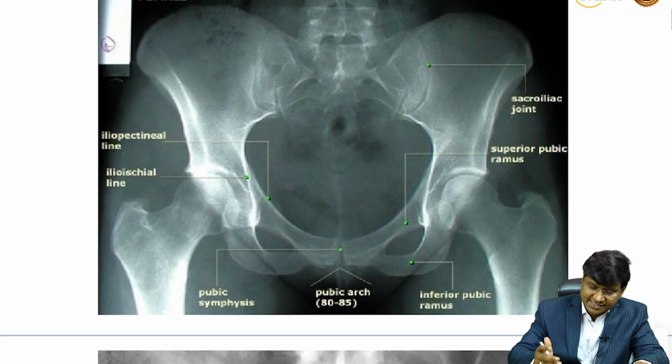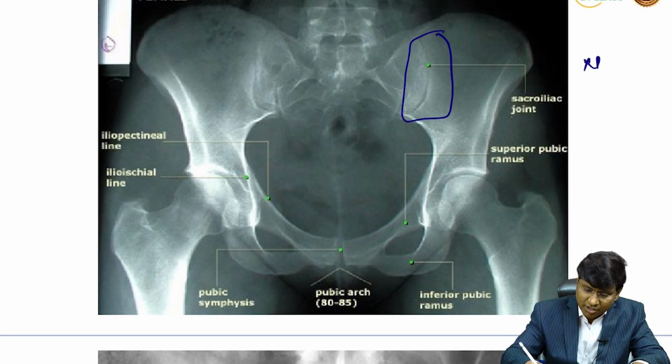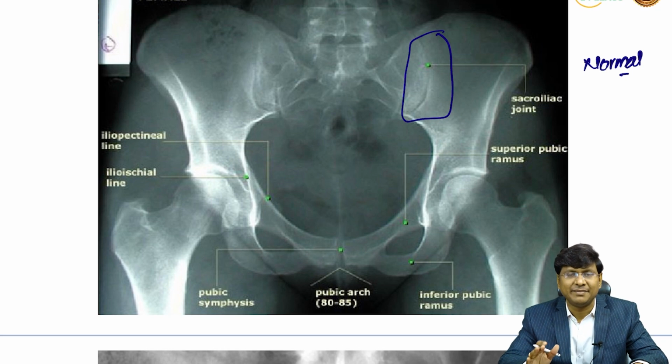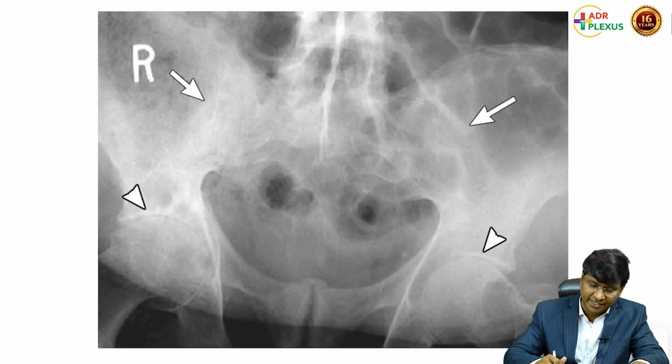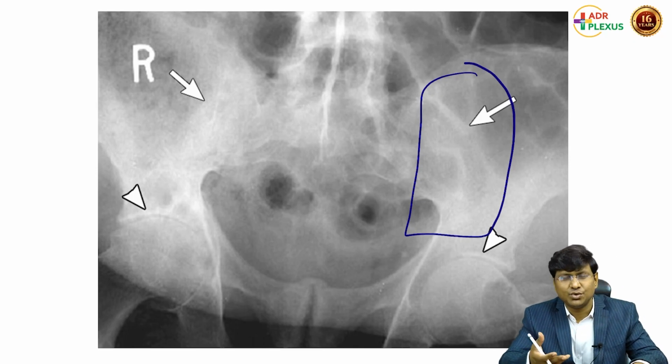And not only that, this is the normal sacroiliac joint. But when the sacroiliac joint is completely inflamed and destroyed in patients with ankylosing spondylitis, this is how it is seen. So you will not be able to make out the sacroiliac junction.